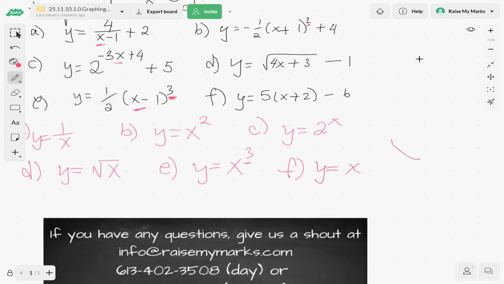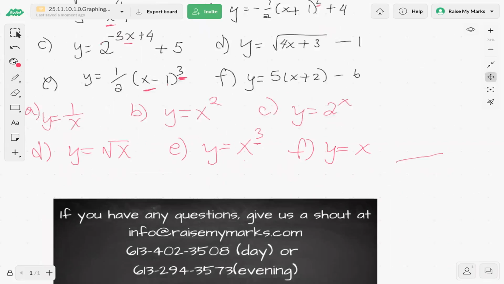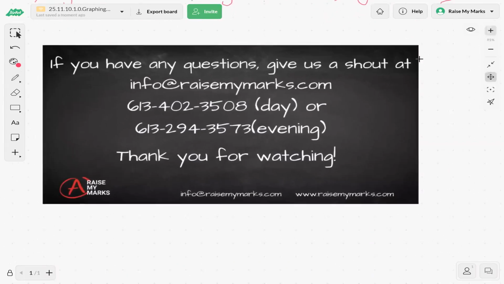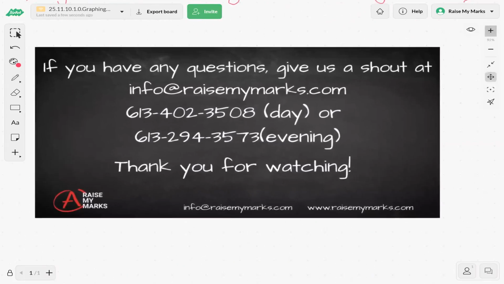Good. So it looks like we've finished. We have identified parent functions. We've drawn them and identified them. This brings us to the end of our session.